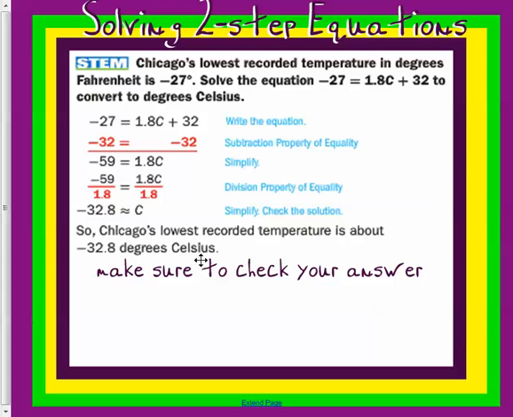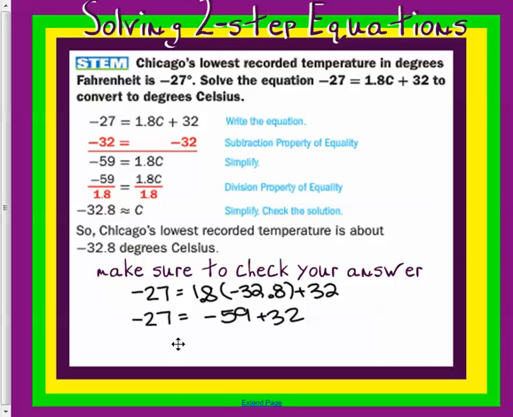We can check our work by plugging it back in. So I'm going to multiply these, and remember it's an approximation, so we're going to go to the nearest hundredth. When I multiply it, it's actually negative 59.04, but that simplifies to negative 59. Add 32, and that does in fact give us negative 27, so it works.